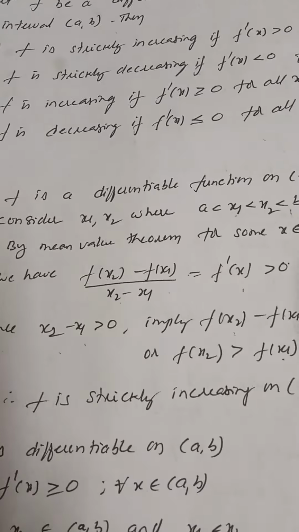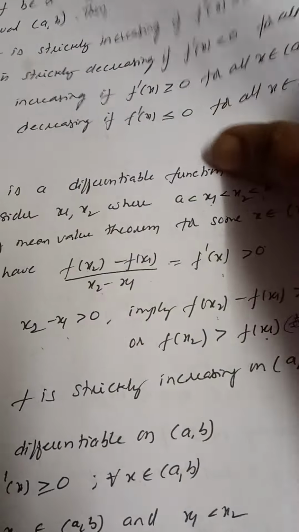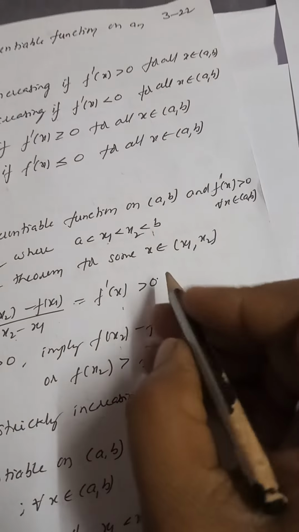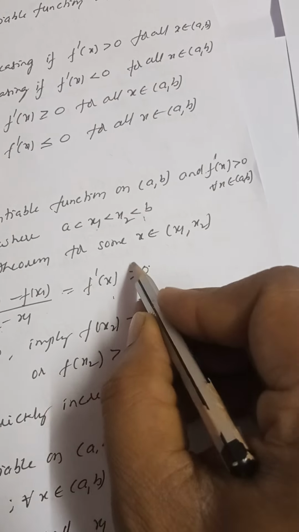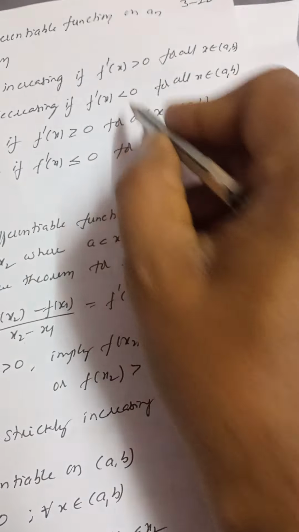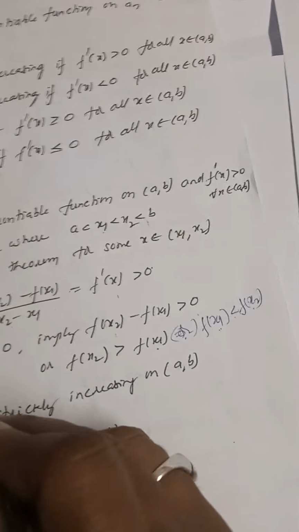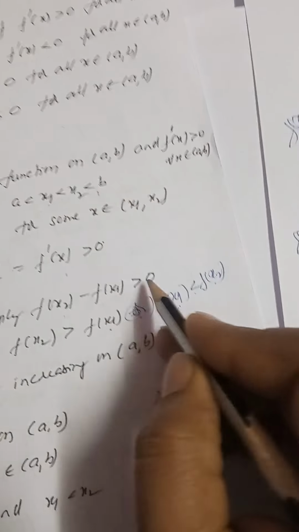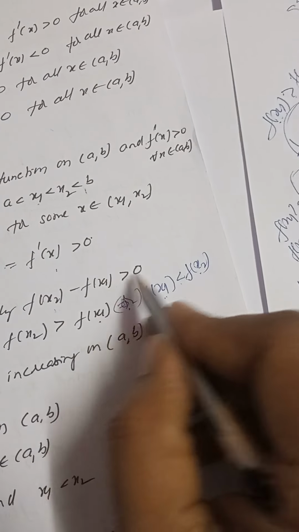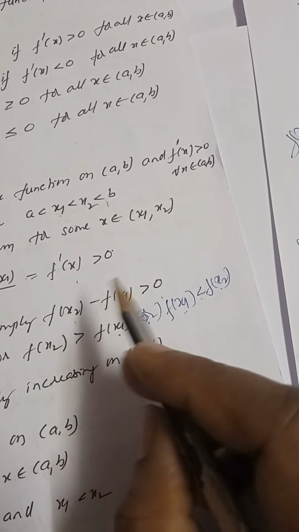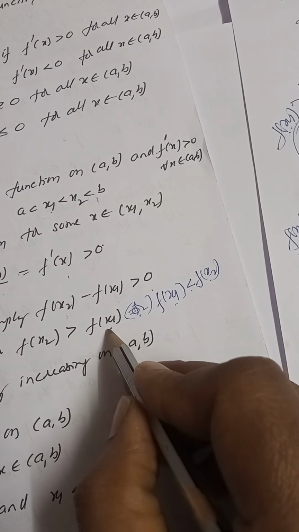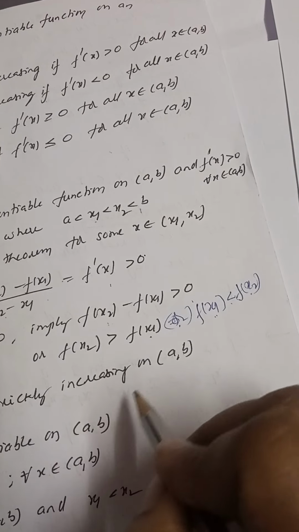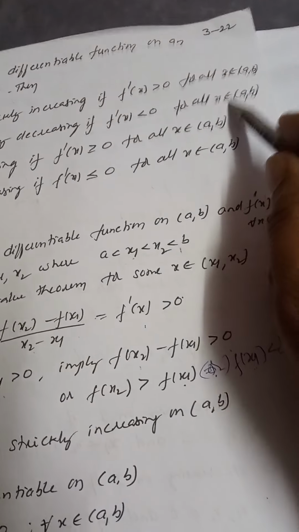Okay, we'll continue the second one and fourth one in the next video. Both are similar. Decreasing means f dash of x is less than 0. Here, simply you have to put less than, that's it, given that f dash of x is less than 0. Now since x2 minus x1 is greater than 0, it implies f of x2 minus f of x1 is less than 0. Since f dash of x is less than 0, you will get f of x2 is less than f of x1, or f of x1 is greater than f of x2. Therefore, you can write f is a strictly decreasing function for the second one.